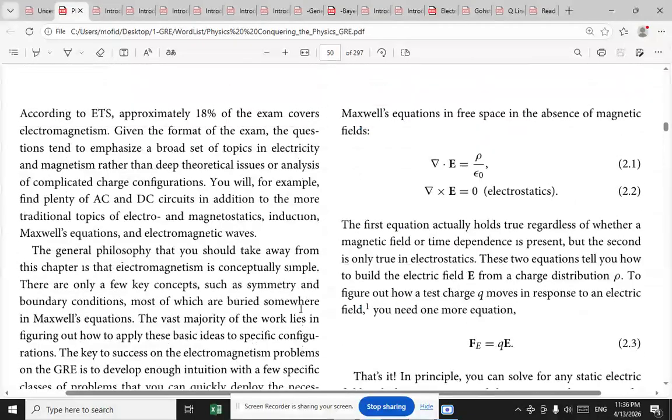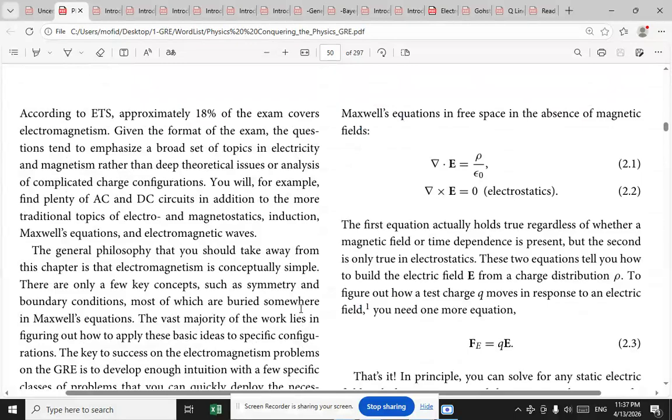Today I want to talk about electricity and magnetism from the physics GRE. According to ETS, approximately 18% of the exam covers electromagnetism. Given the format of the exam, the questions change to emphasize a broad set of topics in electricity and magnetism rather than deep theoretical issues or analysis of complicated charge configurations.